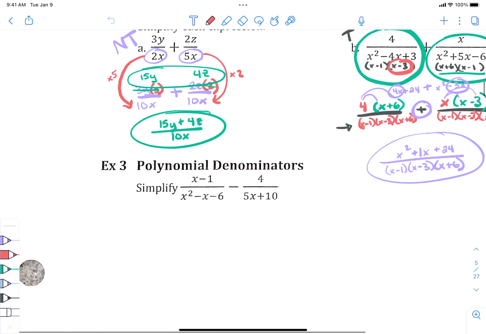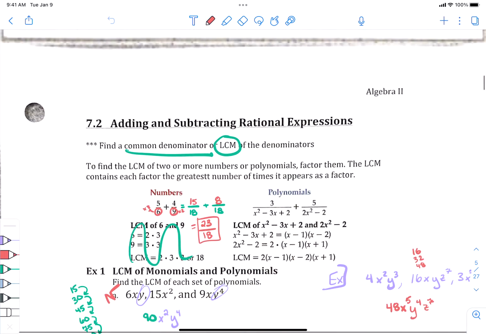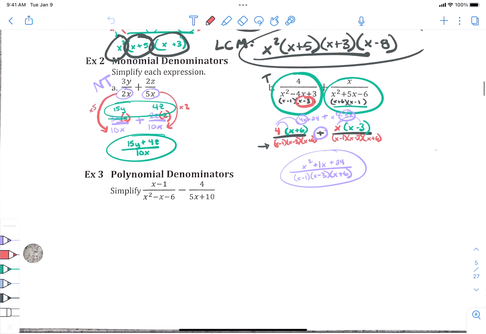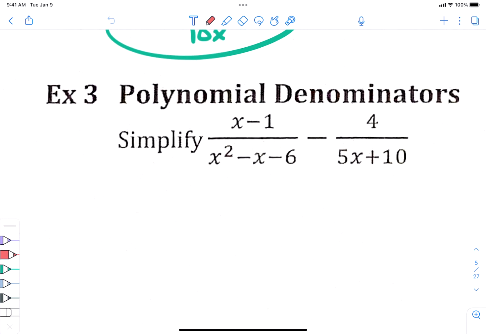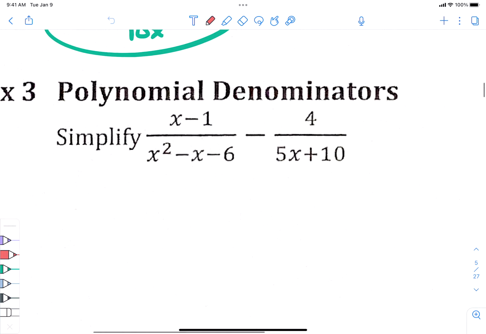We are on example 3. This is section 7.2. We're still adding and subtracting rational expressions, meaning finding a common denominator, all that good stuff. Example 3 is a little bit different than what we did before just because it's subtraction. And subtraction, you have to be really extra careful. But it's the same thing as addition, so it's not too bad. Just with a minus sign, you've got one little extra thing to be cautious of.